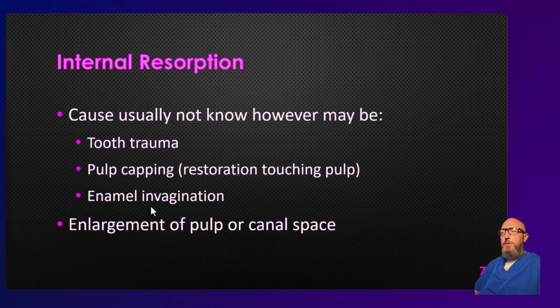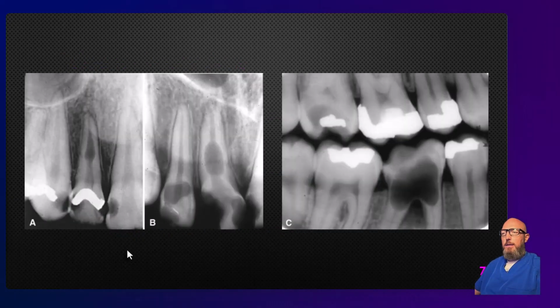All right, internal resorption, usually unknown cause, just like with external, but it can be associated with tooth trauma, pulp capping, or enamel invagination. And all it looks like really is enlargement of that pulp or canal space. And here are some examples. How is this one different than those other ones where I showed and I said it's probably on the buccal or lingual? Well, in this case, the canal itself widens around it. And so it looks like a snake that ate a rat, right? This is the same thing, but it's very wide. This is getting wide enough it probably compromises the tooth structure.